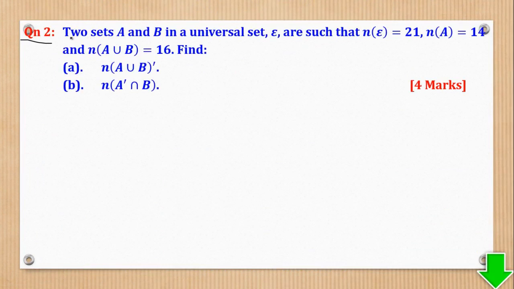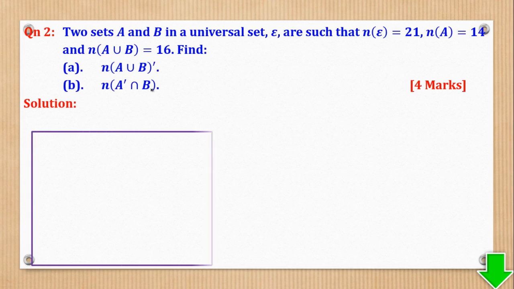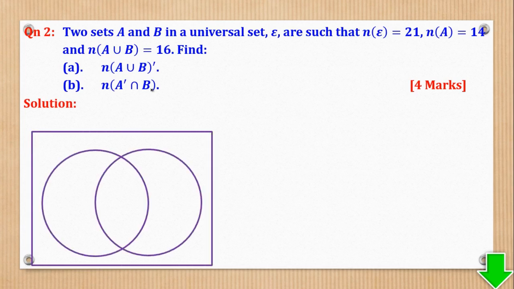What about question 2? Question 2 says, two sets A and B in a universal set are such that the number of all elements is 21. Number of elements in A is 14. Number of elements in A union B is 16. Find part 1, the number of elements in the complement of A union B, and part B, the number of elements in A complement intersection B. So this is about sets. Therefore, the best thing to do is to illustrate the given information in a Venn diagram.